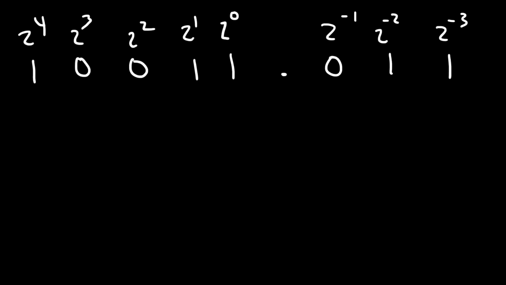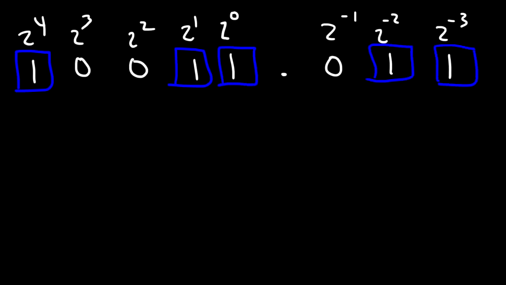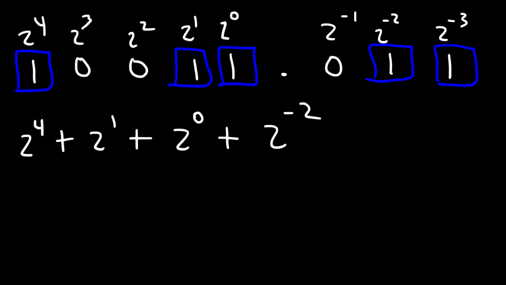10011.011. Go ahead and convert that into a decimal number. So let's begin by putting the appropriate values next to each number. So on the right is going to be 2 to the minus 1, 2 to the minus 2, and 2 to the minus 3. So let's focus on only the ones that we see. So it's going to be 2 to the 4th power plus 2 to the 1st power plus 2 to the 0 power, and then plus 2 to the minus 2 plus 2 to the minus 3.